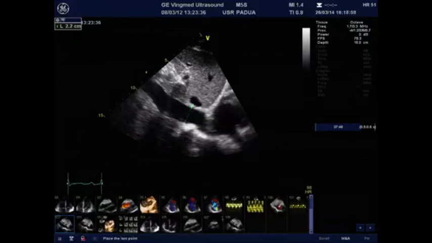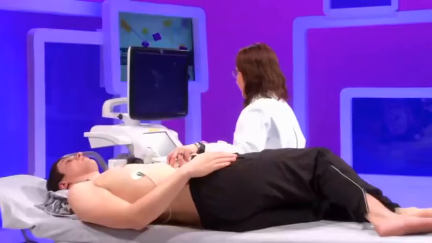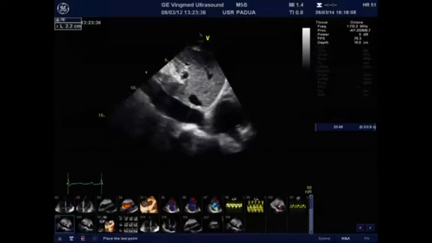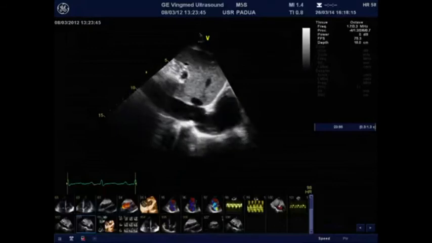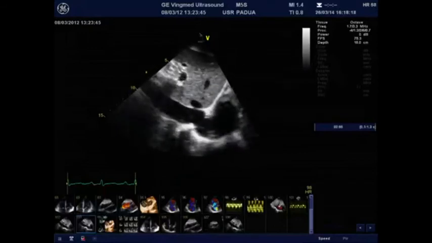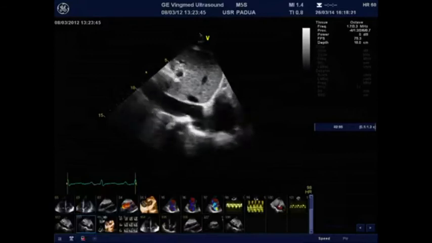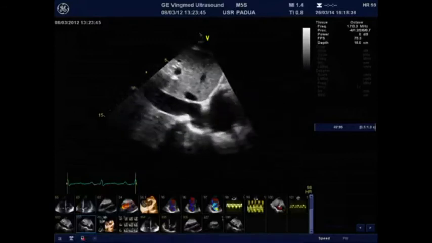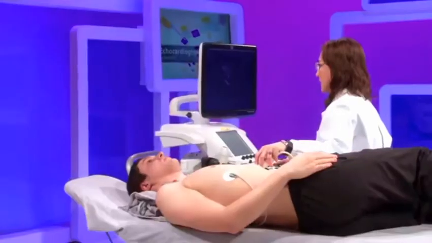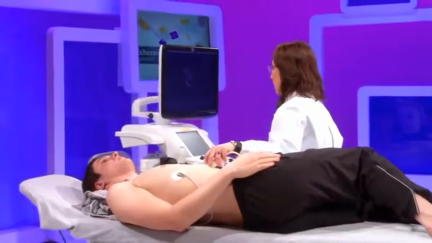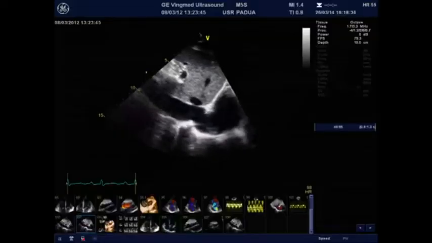And if there is no spontaneous collapse, we can also ask the patient for a sniff test to take a short breath. So take a short breath in. Okay. And you will see that there is no collapse of the inferior vena cava. In this case, it is indicative of increased pressures in the right atrium, and we may estimate from the size and the lack of collapsibility that the pressure in the right atrium is around 15 millimeters of mercury.